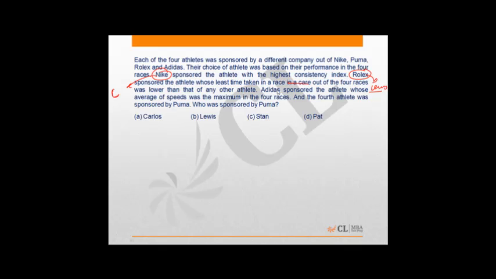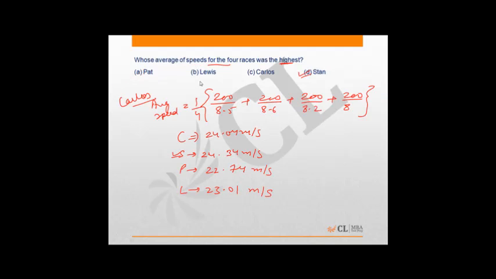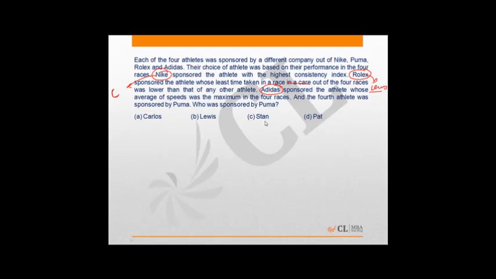Okay. Adidas sponsored the athlete whose average speed was the maximum. So we have just calculated the average speed. Maximum value was for Stan. So Adidas sponsored Stan. The 4th athlete was sponsored by Puma. So Nike sponsored Carlos, Rolex sponsored Lewis, Adidas sponsored Stan. So the 4th athlete which is left out is Pat. So Puma sponsored Pat. Option D is the correct answer choice.